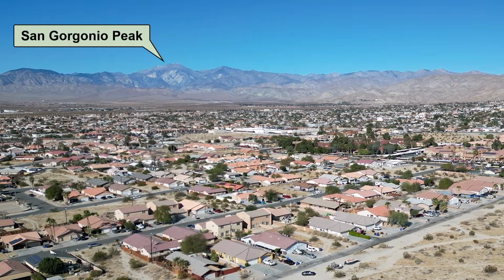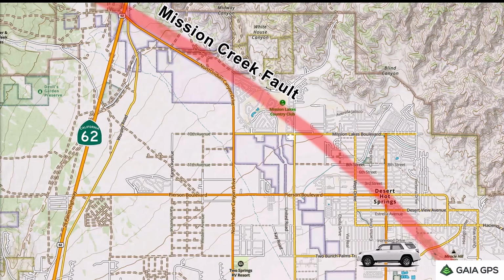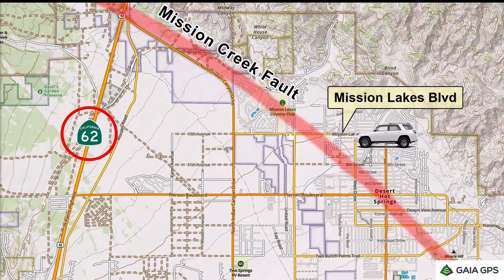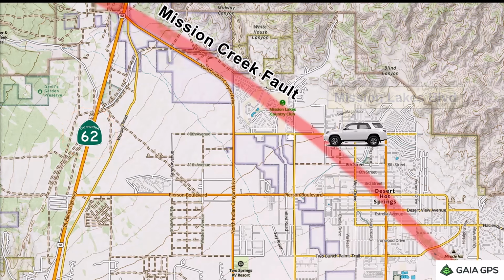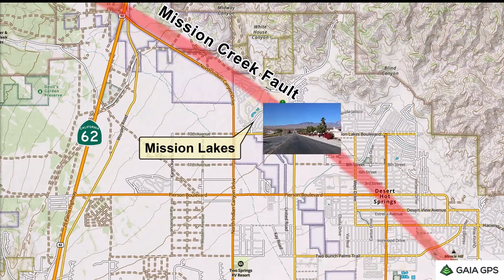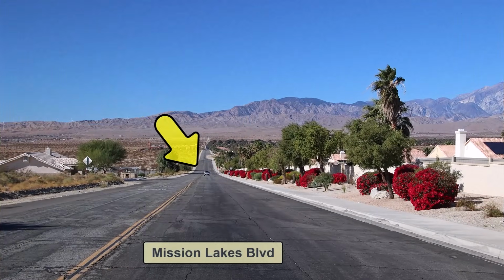We'll continue our tour in this direction by navigating up to Mission Lakes Drive and heading towards Highway 62. Along the way, we'll pass by the Mission Lakes community. This low spot here is where the fault crosses the road.